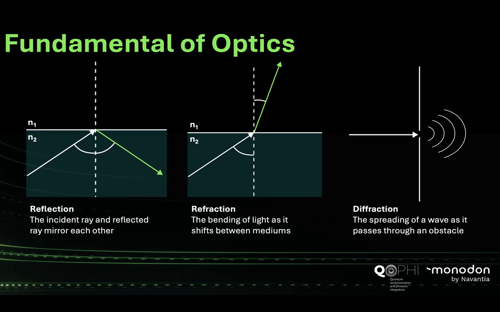Second, refraction. This happens when light moves from one material to another, like from air into water, and changes direction. This bending happens because the speed of light changes in different materials. And third, diffraction. This is when light spreads out after passing through a small opening or around an obstacle. Diffraction becomes specifically important when dealing with very small scales or precise optical systems. Together, these three behaviors form the foundation of optics.